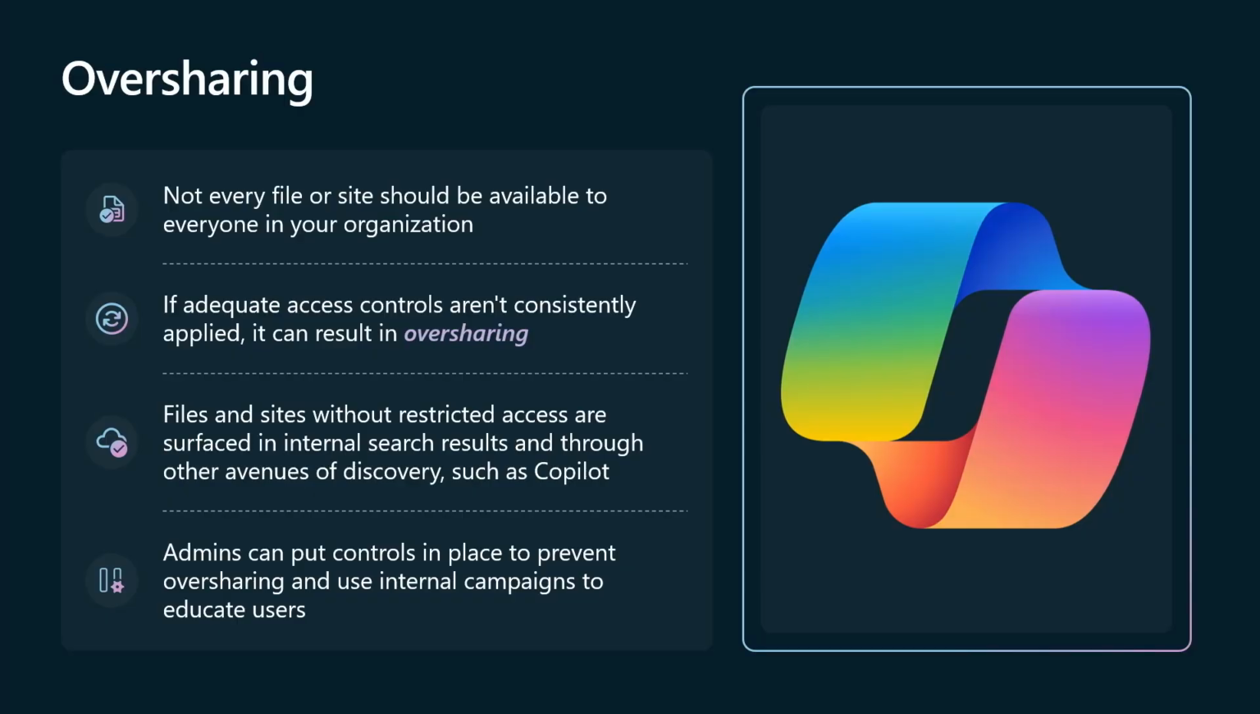So the second point here is if the adequate access controls aren't consistently applied, this can result in oversharing. So this might be something where there's a file on a SharePoint site that maybe they have access to that we didn't know about, and now they're asking Copilot for the data within that, and Copilot's going to return it because they have access to it. Your files and your sites without restricted access are surfaced in internal search results, okay? So this means that because it's in an index, we can actually take a look at it, and again, anything that's in that site, that's the power of Copilot.